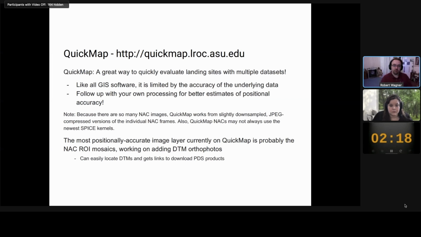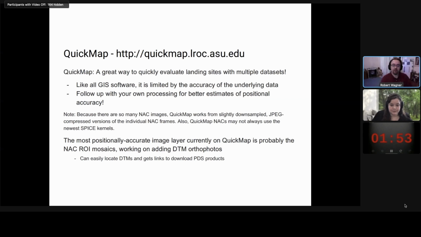Another note is that because there are over 1 million NAC images, QuickMap is working from a database of slightly downsampled JPEG compressed versions because they don't have that many terabytes of data to store stuff in. So processing your own images will get you slightly higher detail. Currently, the most positionally accurate image data on QuickMap is the NAC ROI mosaics.